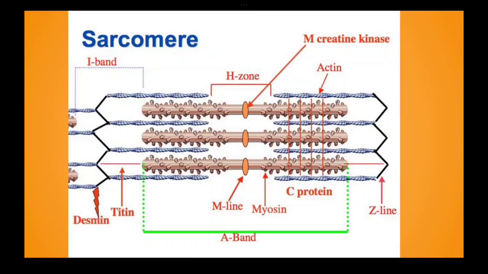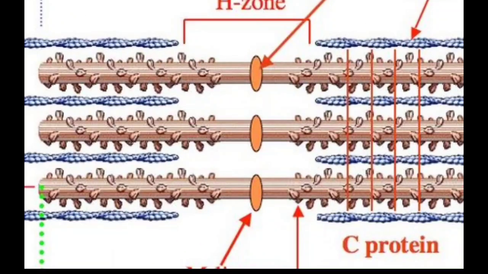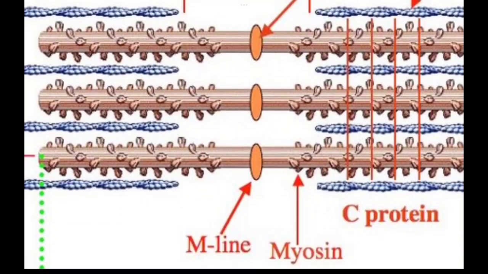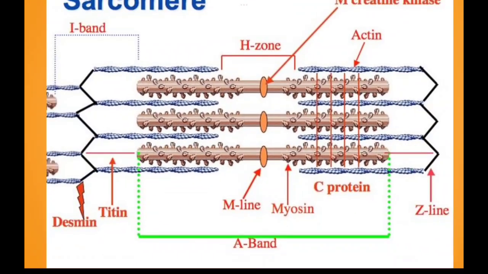Okay, then coming to the M line. The M line is the center region. So the orange color circles that you see, that is called the M line. The central region or the center of the sarcomere is called the M line.